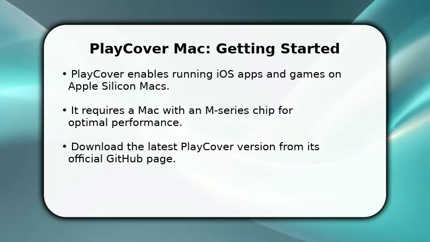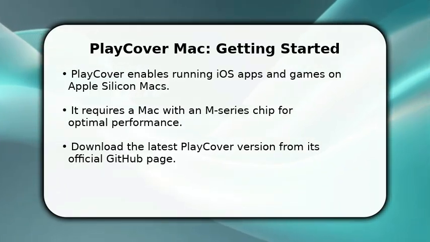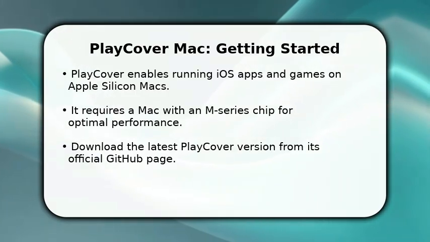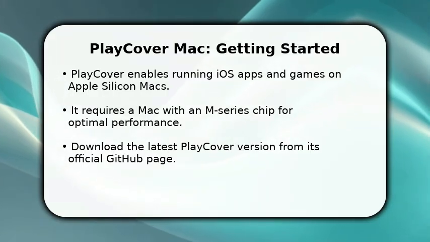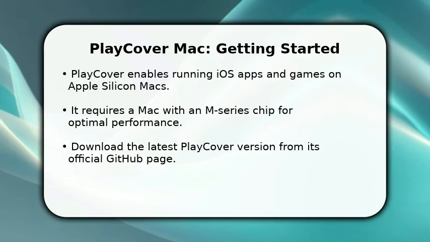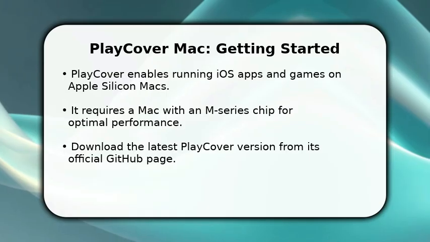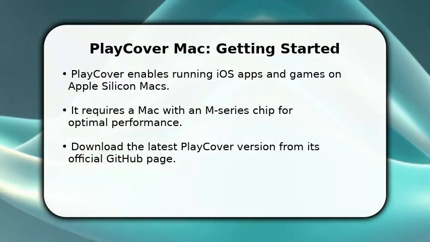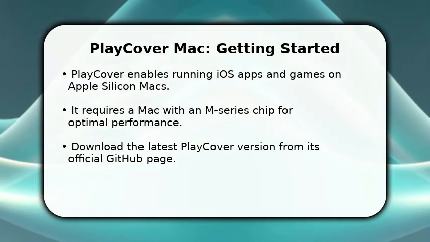In this video, I will explain how to use PlayCover on Mac. First, ensure your Mac has an Apple Silicon chip, like an M1 or M2, as PlayCover is designed for these processors. Next, navigate to the official PlayCover GitHub page to download the most recent stable release. Always download from the official source to ensure security and compatibility. Once downloaded, you're ready for the next step in setting up your iOS app experience.